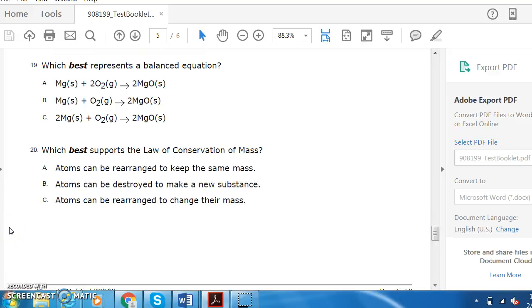And number 20. Which best supports the law of conservation of mass? A. Atoms can be rearranged to keep the same mass. B. Atoms can be destroyed to make a new substance. Or C. Atoms can be rearranged to change their mass.